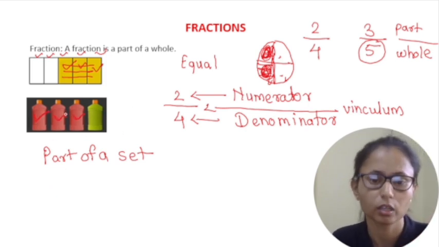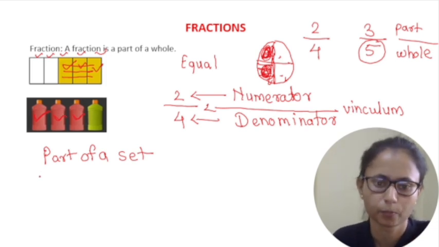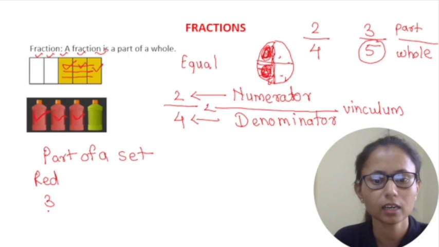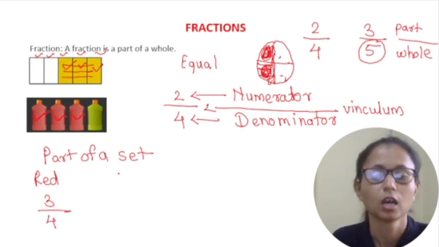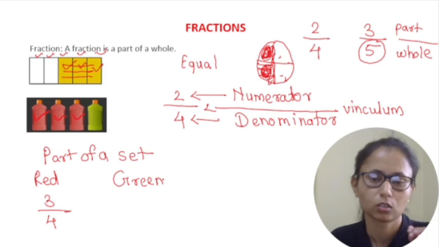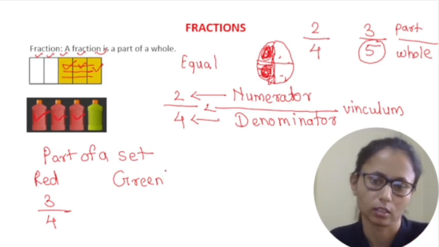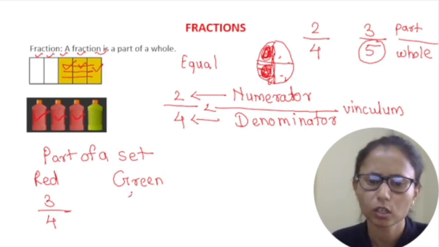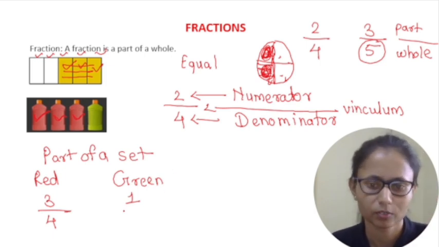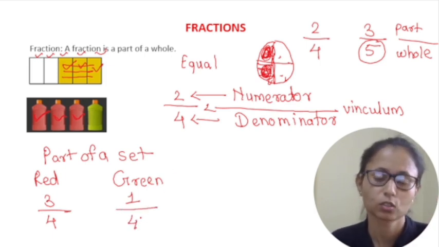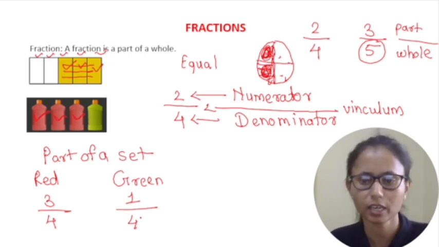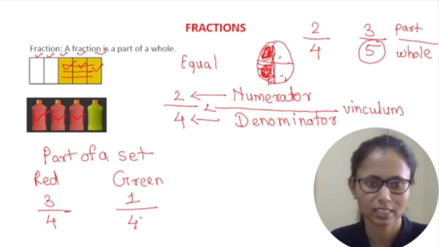If you want to select red, what is the fraction of red color bottles? 3 are red out of 4, so 3 by 4. But if you want to write the fraction for the green bottle, the part is the green bottle, which is only 1, so that we write above, and the total is always the same, so there is no confusion below. What we want to select, depending on that the fraction will change. Okay, I hope the concept of fraction is clear now.